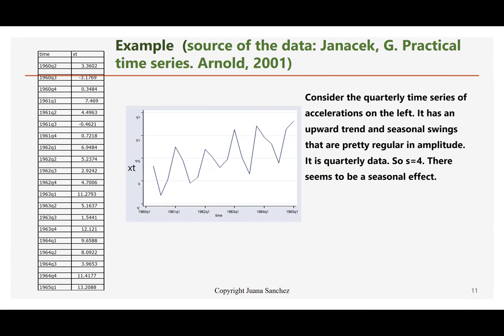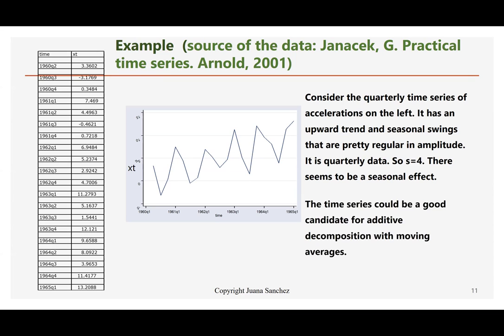So consider this time series, which is quarterly. It has an upward trend, and seasonal swings are pretty regular in amplitude, as you can see. And it's quarterly, so the frequency is 4. This is different from the temperature data, which had frequency 12. The time series could be a good candidate for additive decomposition because it has a regular seasonal pattern and a trend.